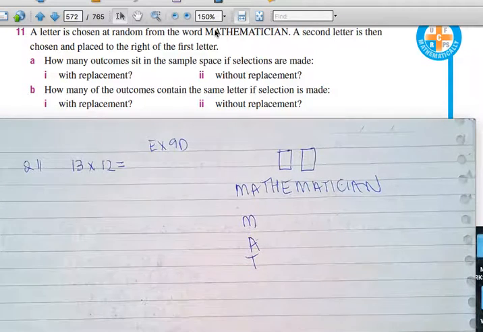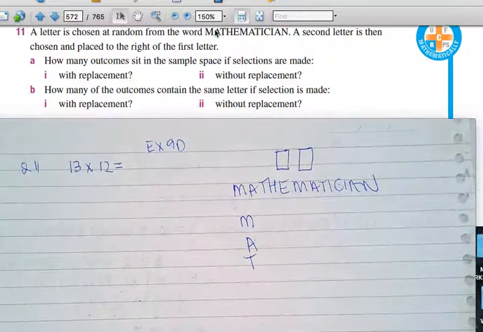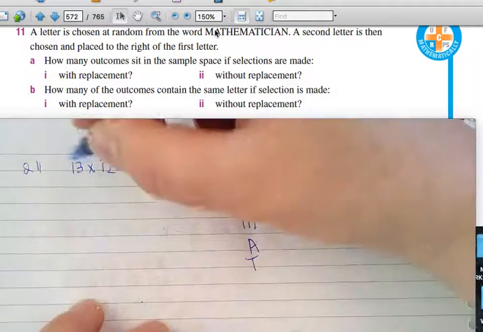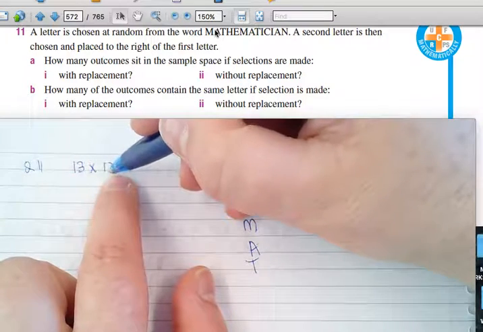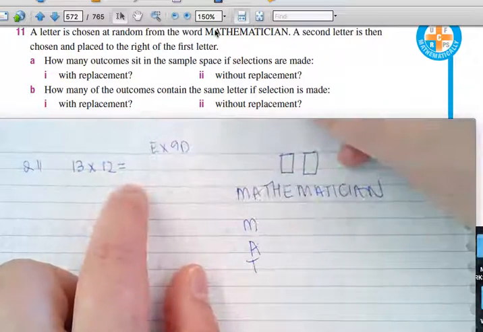So the number of outcomes, if selections are made without replacement, that means I pick up the first card and then pick up the second card and don't put it back, is 13 lots of 12. 13 for the first card, 12 choices for the second card. What's 13 times 12?